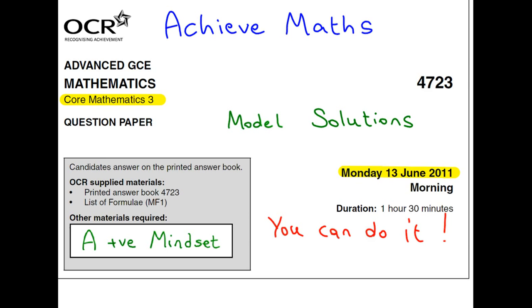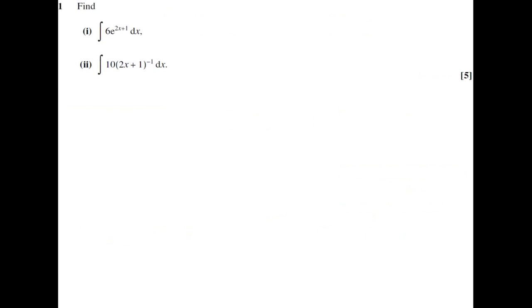Now on this video I'm going to be doing the whole Core 3 2011 June paper. I've already got 2 videos of question 3 and 8 of this paper on YouTube, so when I make this I'm going to skip those out and insert them in when I edit the video, so that's why the screen might change a little bit. Anyway, with that said, let's get down to business and have a go at the paper.